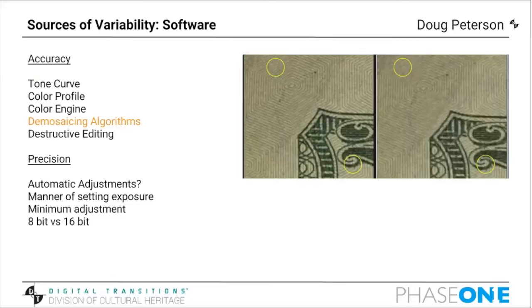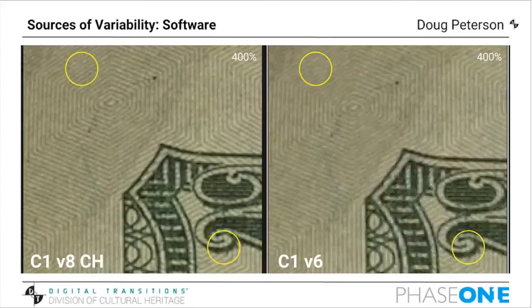And we're very proud at DT to be using Capture One, in part because the algorithms in Capture One are so far advanced beyond anyone else's raw converter. And I would like to show you a little close-up of that. Here we are in Capture One CH on the left, and Capture One version 6, which is a legacy version. It was discontinued, I don't know, 3 years ago or so.